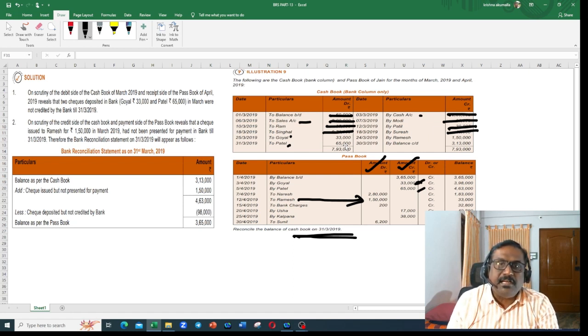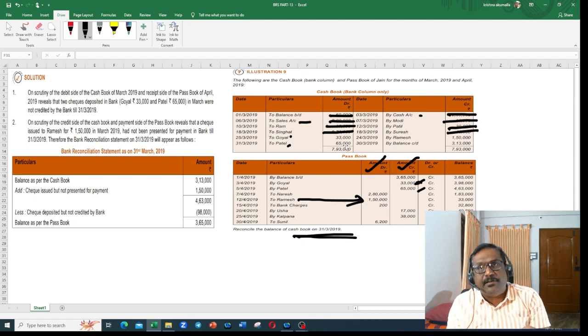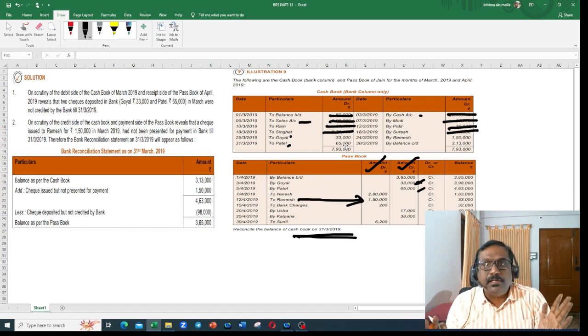Nowhere it is mentioned that Naresh check has been issued in the month of March because we are preparing the reconciliation for the month of March. When I am preparing the reconciliation for the month of March, why should I consider April month check issued to Naresh? So no need to consider that.